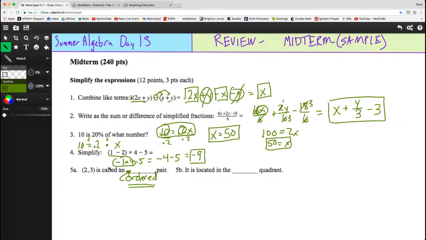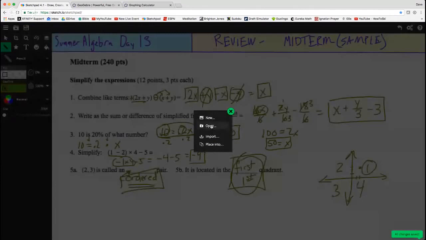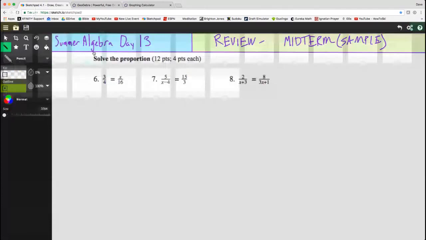It is located in the what quadrant? Well, let's look at our quadrants. Our quadrants, we remember, are 1, 2, 3, 4, and this one's positive 2, positive 3. It's over here, so it's in the first quadrant. Ordered pair, first quadrant. Good, we have 100 so far.